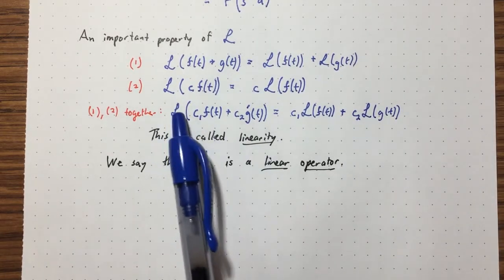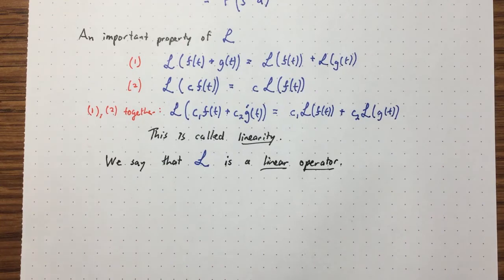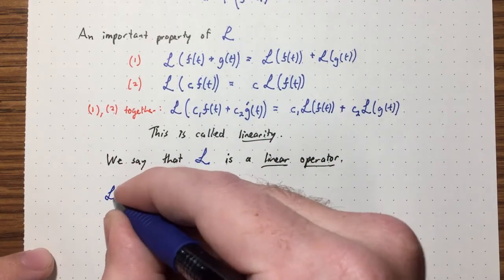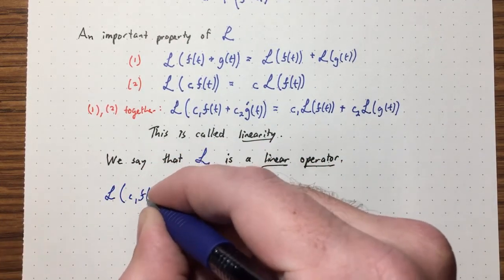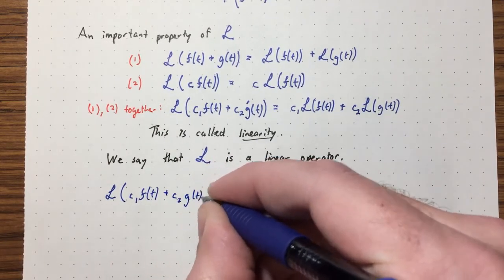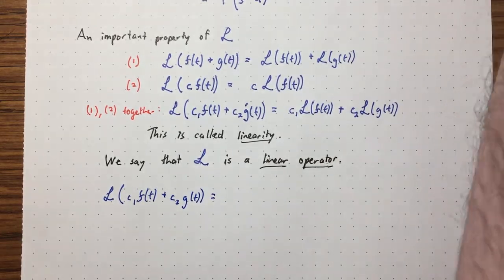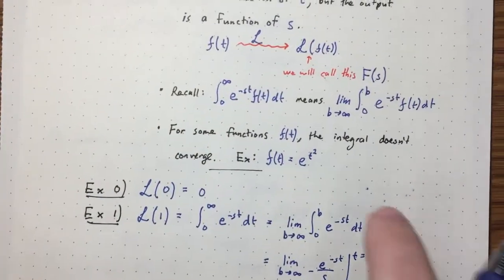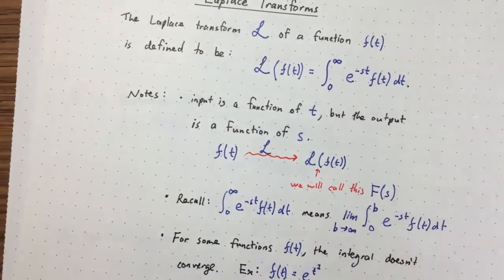Okay. Let's see why this property is true. It's actually very easy to show. So we'll start with this, and then we'll write down what that means. So we're just going to write down the definition. This one here.